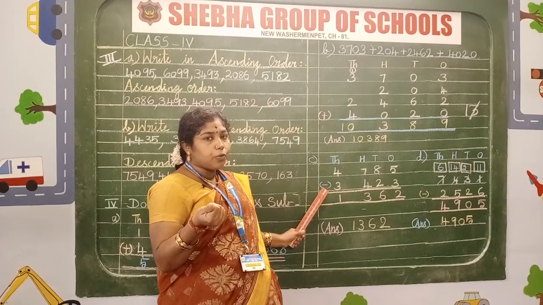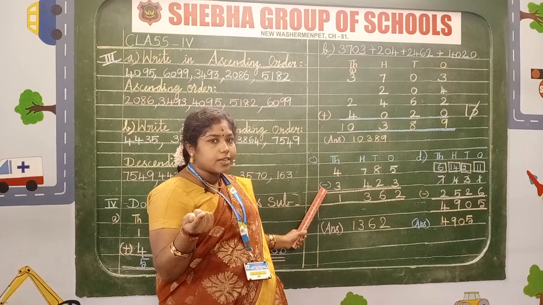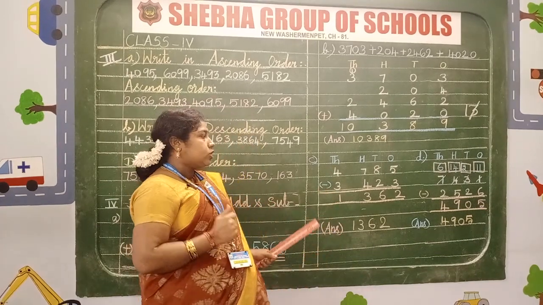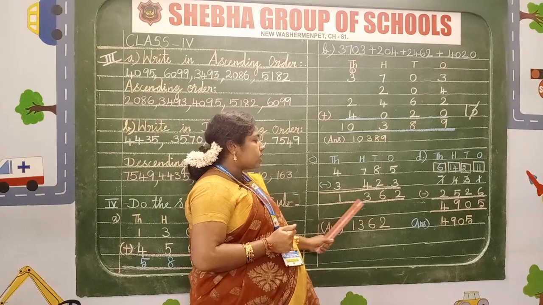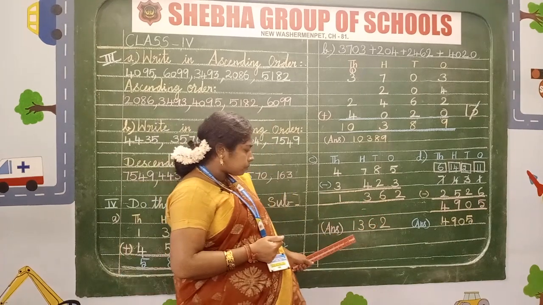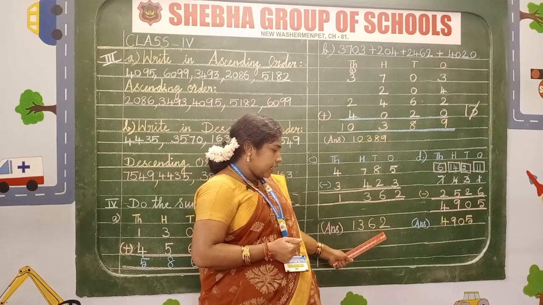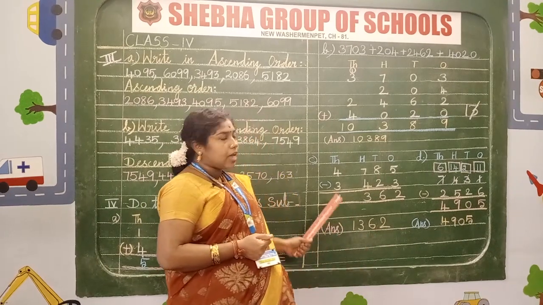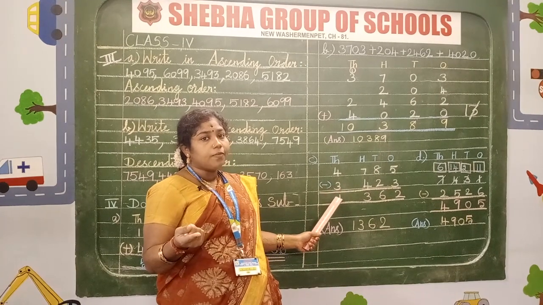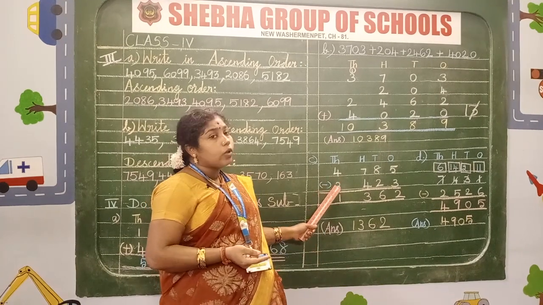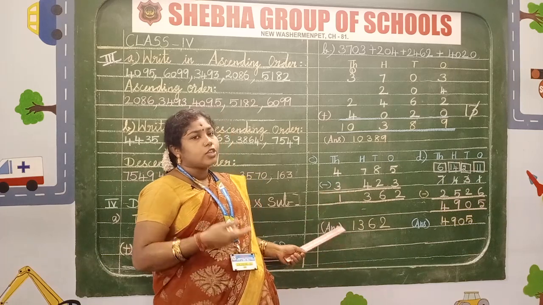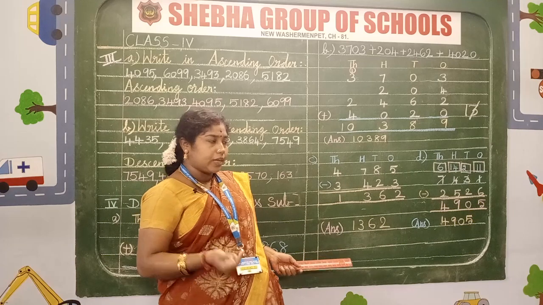Yes, I hope you understand. Yes, tell me your answer. Yes, children, you are all brilliant. The answer is 1. So we get the answer 1362. Write the answer separately, children. Is this a subtraction sum with or without regrouping, children? Yes, you are right. It is without regrouping. So we didn't do any borrowing here.